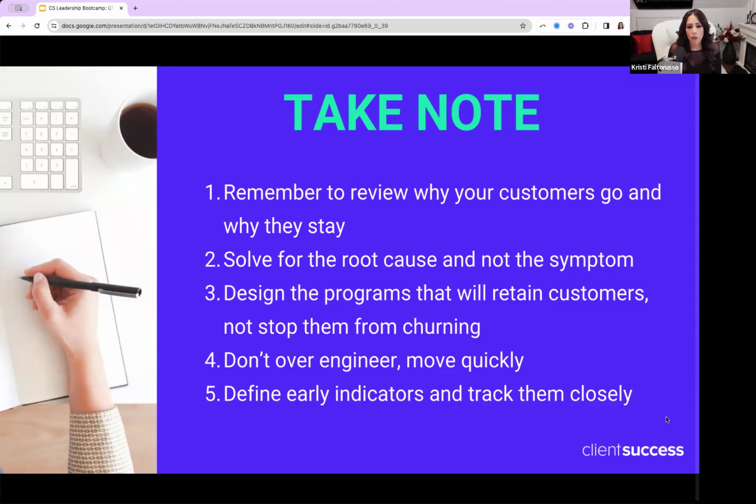Don't over-engineer this. You've got to move quickly. I don't know any company out there that's like, we've got all the time in the world. Just take your time, Kristi. Go figure out these strategies. We'll be here when you're ready. No, right? You've got to move quickly, but you don't want to over-engineer this stuff.